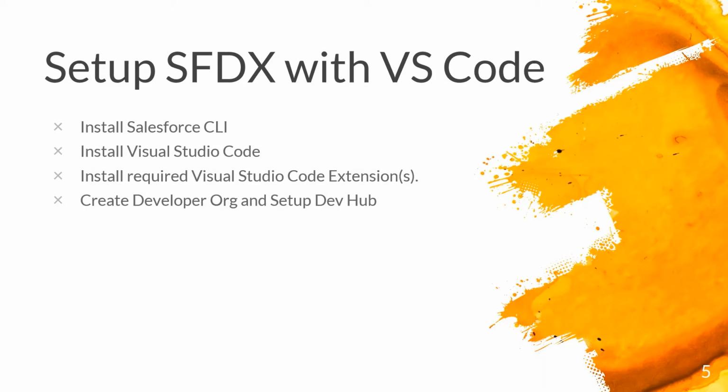First, we will set up SFDX with VS Code. For that, we have to follow a few steps. First, we will install Salesforce CLI. Then we will install Visual Studio Code. Then we will install VS Code extensions required for Lightning Web Component development. Then finally, we will create a developer org and set up the Dev Hub. Now let's see this in action.